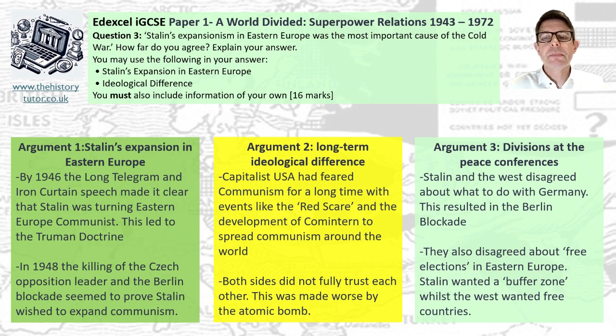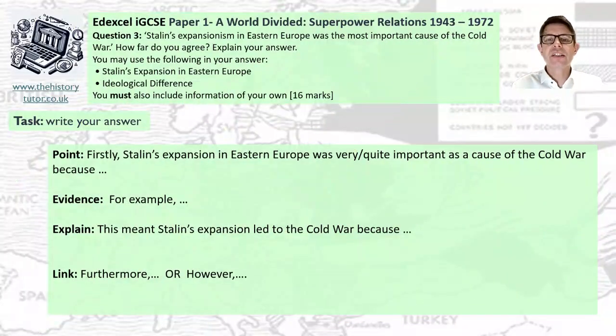And finally, we have the divisions at the peace conferences. So Stalin and the West disagreed about what to do about Germany, which resulted in the Berlin blockade. The Cold War zones developed out of those initial zones. They also disagreed about free elections in Eastern Europe. Stalin wanted a buffer zone to protect Russia from future invasions, whilst the West wanted free countries with free elections. So how are we going to turn this into an answer?